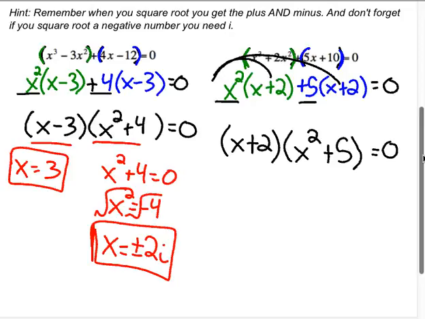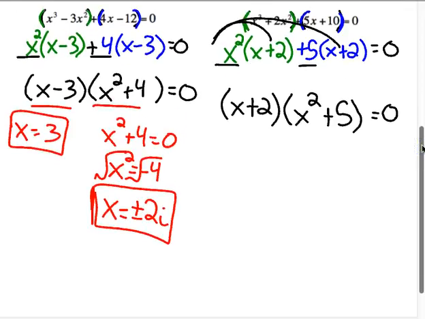Remember, factoring is merely a tool here. Now we actually have to say what would make each of these pieces equal to 0. Again, that first one hopefully is second nature to you. What would make that equal to 0? Well, when x is negative 2.